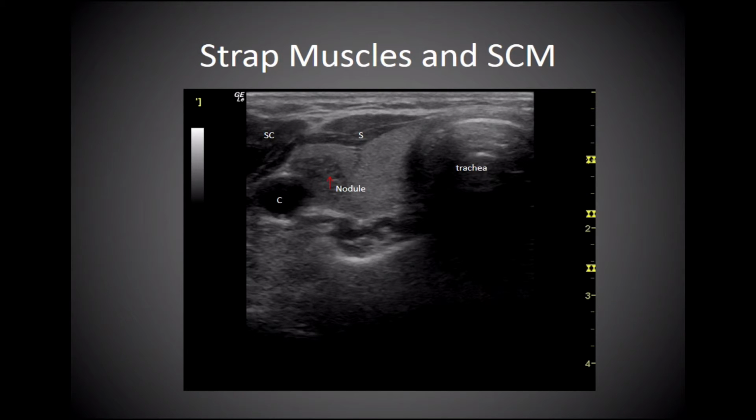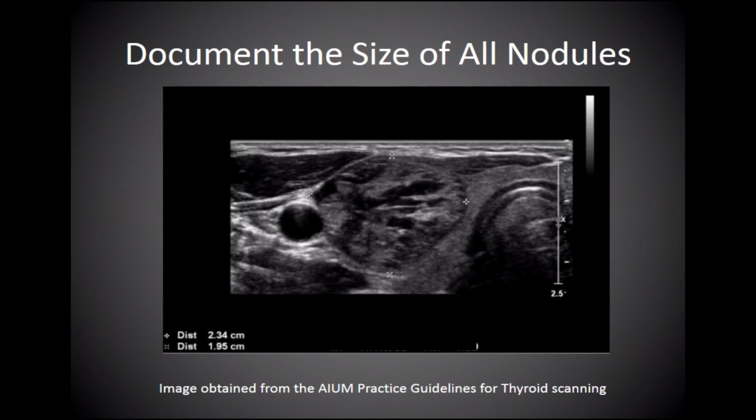The S and SC stand for strap muscles and sternocleidomastoid. They're a little hypoechoic compared to the thyroid gland, and if you look carefully, you can see that they're striated. It goes without saying that we need to measure each one of the nodules in the thyroid. Otherwise, we won't know whether they're increasing in size or not when we rescan them later.